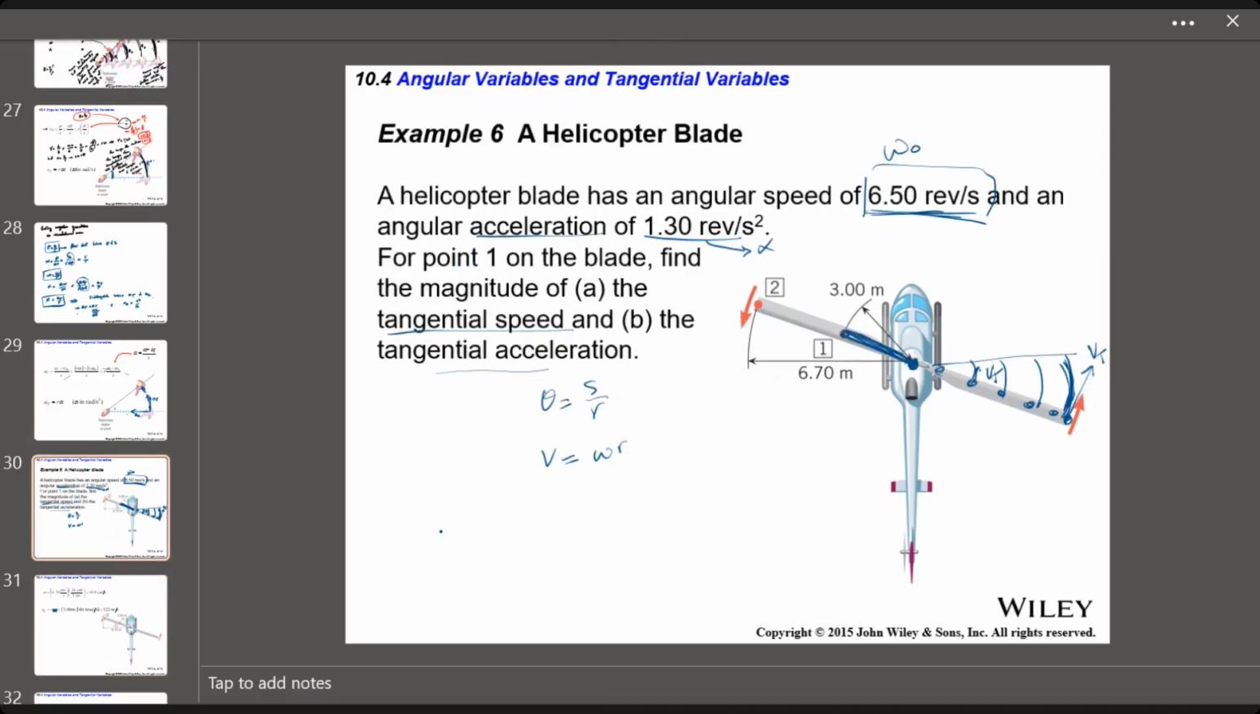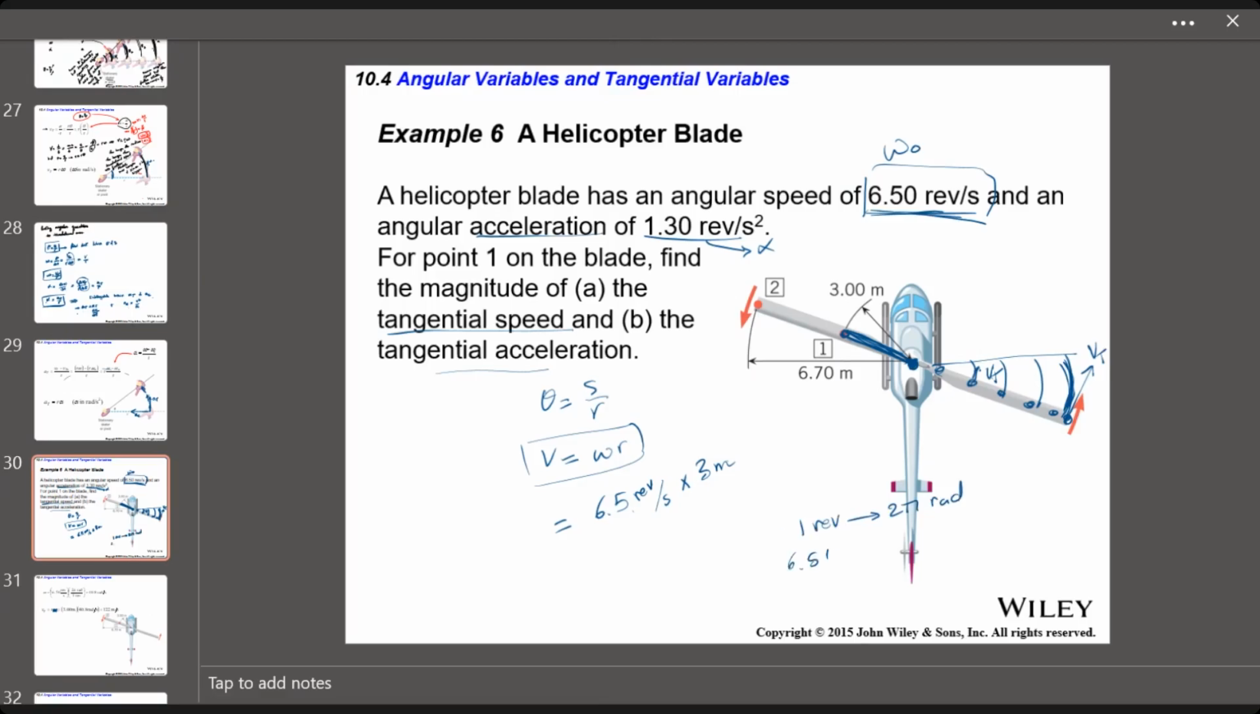So I used v equals omega times r. That's what I used. I know omega is 6.5, and I have r is 3 meters for point 1. Now what remains is just the fact that I have here revolutions per second, whereas here I have meters, and a revolution is really a full cycle. It's better to find it in radians. Radians is unitless, but revolution is not. How do we convert this to radians? I know one revolution is 2 pi radians.